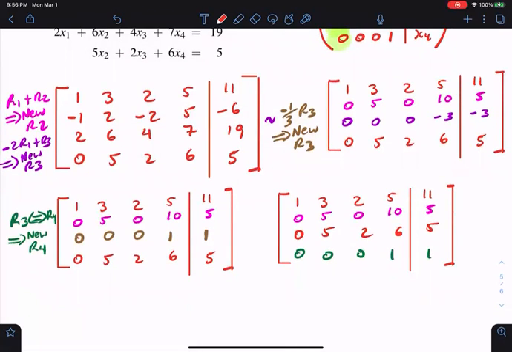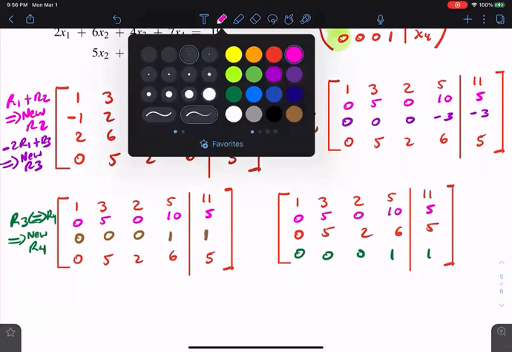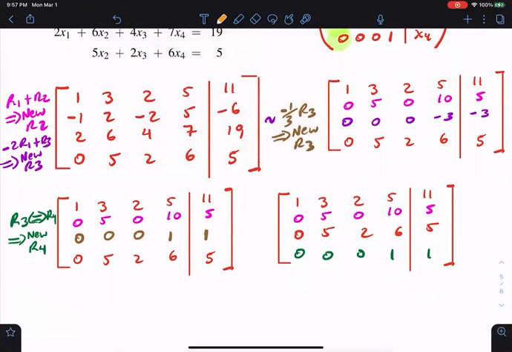Now, what's my goal? Look, if you look at row 2, I could do a multi-step here. I can divide row 2 by 5 or multiply by 1/5. So let's do that. Let me change the color. Let's multiply 1/5 row 2, and that will give me new row 2. What's changing? The only thing changing is this row right here. So let's multiply row 2 by 1/5.